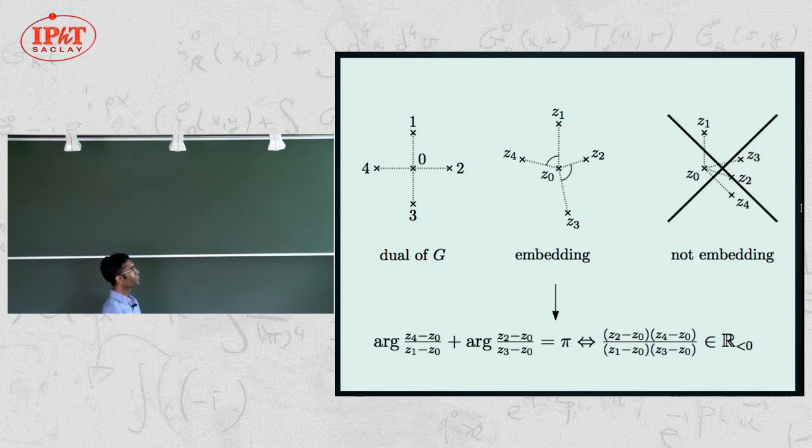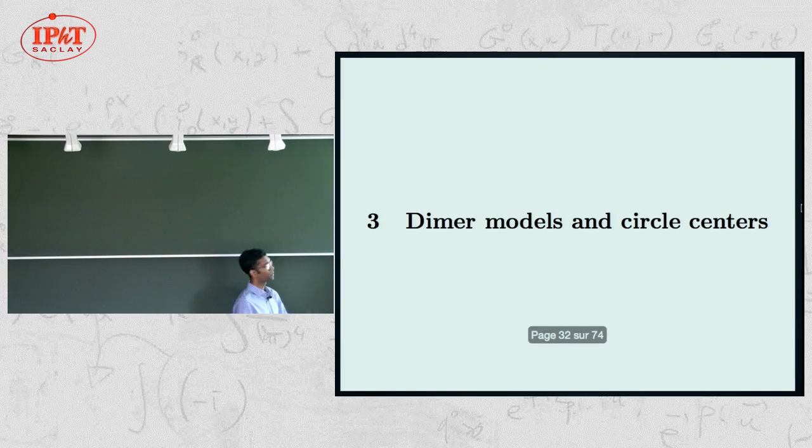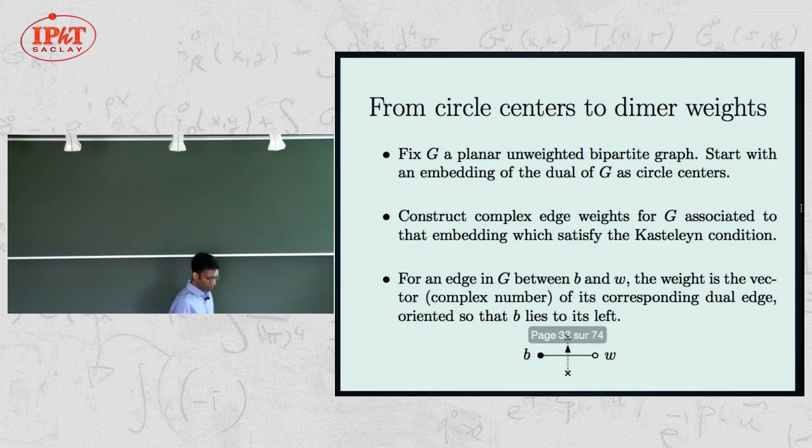So what is this ratio? It's a ratio involving complex vectors connecting z0 to its 4 neighbors. And this is an alternating product. I have this vector divided by that one times this one divided by that one. And what is important to note here is the orientation of these vectors. They are all pointing out of z0. And when I have something like that, I want it to be a negative real number. And this alternating product, which is real negative, this sounds very much like the Kasteleyn sign condition, which we had in part 1. So we are very close here to the connection between circle centers and dimers, which I'm going to explain right now. So what is the connection?